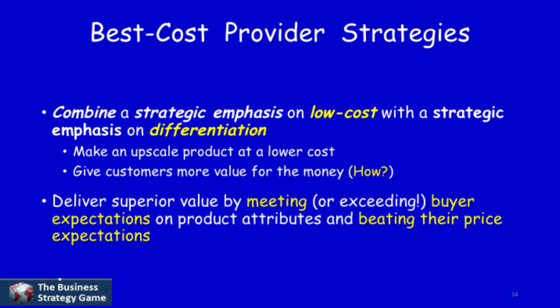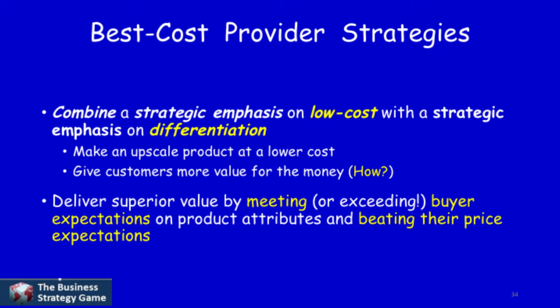So with your best cost provider strategy, what you're trying to do is combine a strategic emphasis on low cost along with a strategic emphasis on differentiation. What this means is to try and give an upscale product at a lower cost and give the customers more value for their money.